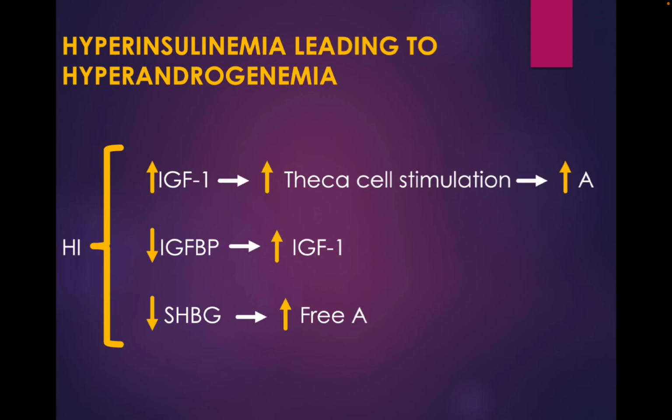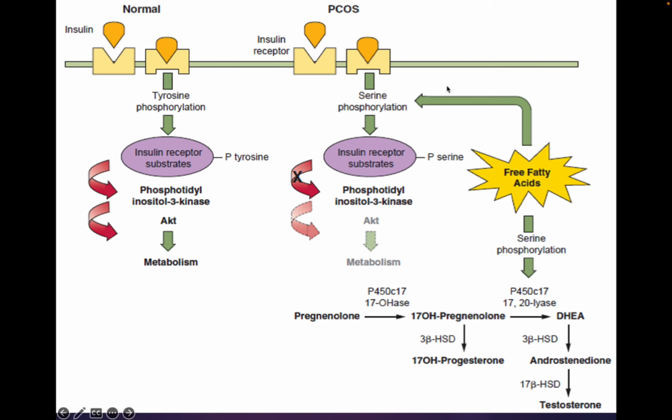So we have already discussed how hyperinsulinemia leads to hyperandrogenemia. The hyperinsulinemia increases insulin-like growth factor 1 and decreases insulin-like growth factor binding protein, which in turn leads to increased IGF-1. It decreases SHBG, which in turn leads to increased androgen, the testosterone. And this IGF is responsible for theca cell stimulation, ultimately leading to increased androgen levels. These things we have discussed in our previous video.